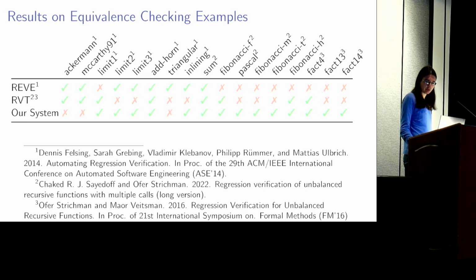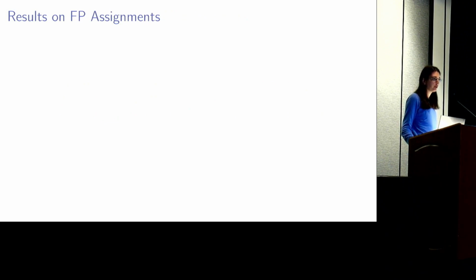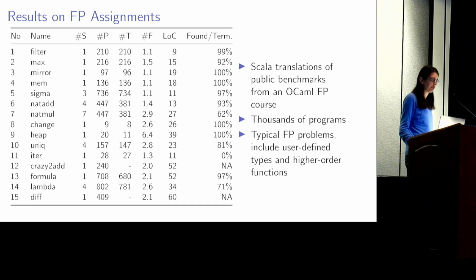And so we were happy to see that our system actually does overcome the limitations and solves most of those problems. But as I said, those are a bit artificial. So we also evaluated our system on actual assignments from actual programming courses. For this, we collected benchmarks from 3 tools for automated grading. There were originally no OCaml, so we went and translated all of this to Scala. In total, it's thousands of programs, I think around 4,000 across 15 benchmarks.